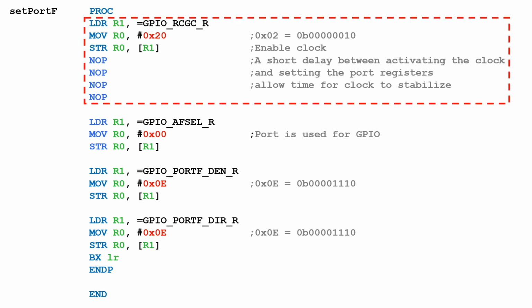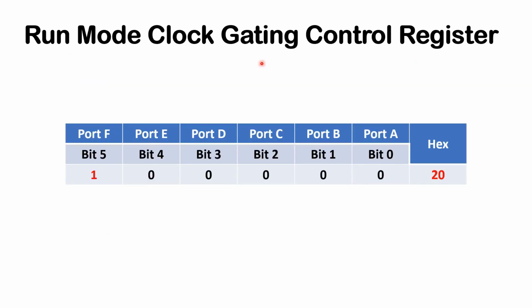Firstly, on the first step, we need to enable the clock for port F. So this is the run mode clock gating control register. Bit 5 has to be set to 1. That will then enable the clock for port F. The clocks for the rest of the ports are disabled, and the hex value is 20.